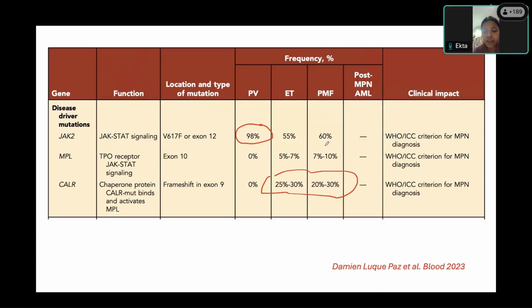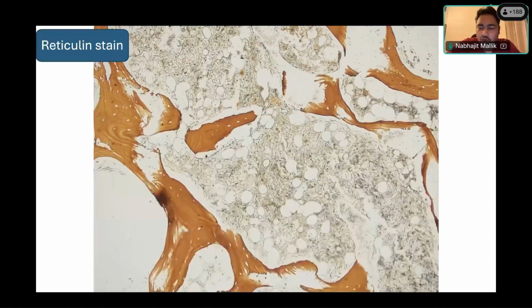JAK2 mutation, but morphology like hyperlobated and hypo, we can think of ET more. Great. Yes, pleomorphism, that is there. And also more things. Let's see. Let's go from the beginning.